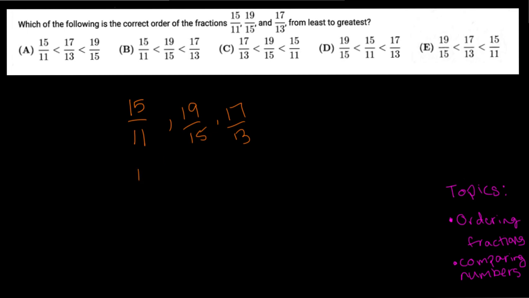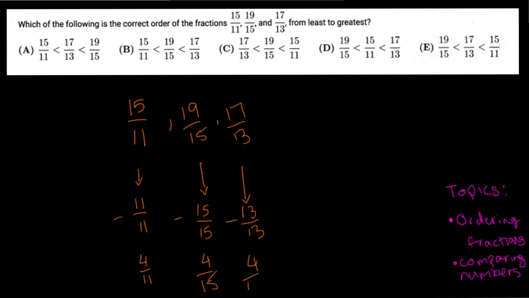So for 15/11ths, 1 is equal to 11/11ths. For 19/15ths, 1 is equal to 15/15ths. For 17/13ths, 1 is equal to 13/13ths. So I would subtract these values from each of these. So here now you would have 4/11ths, and here you would have 4/15ths, and here you would have 4/13ths.